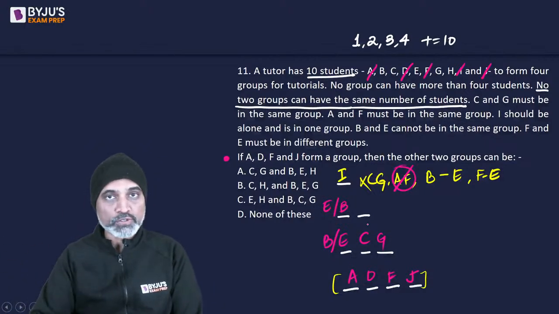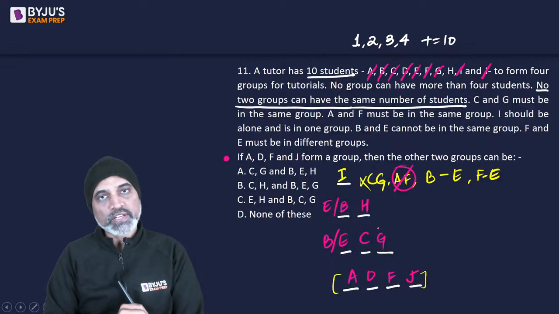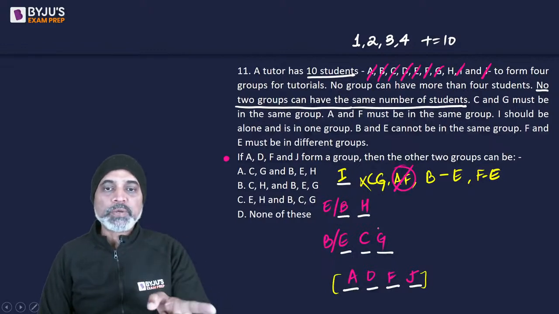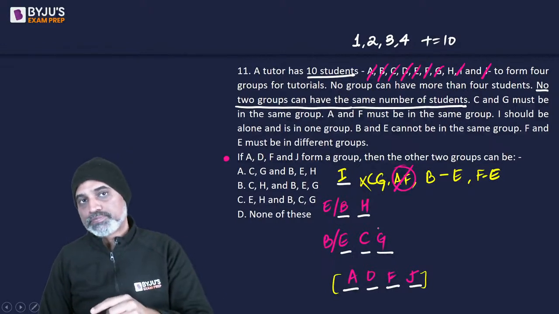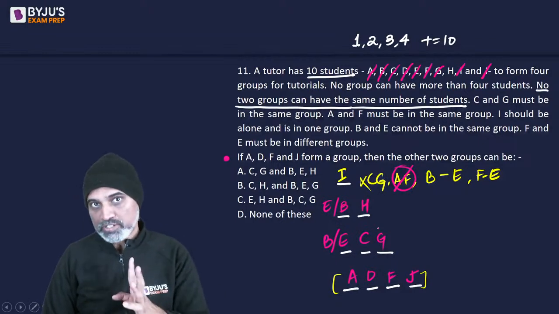क्योंकि 4 वाला fill हो चुका है. So we are done with B, we are done with A, we are done with C, we are done with G. So H is left. So this is what we'll have. The group containing 2 people will be either EH or BH. And accordingly, the group containing 3 people will be BCG or ECG.